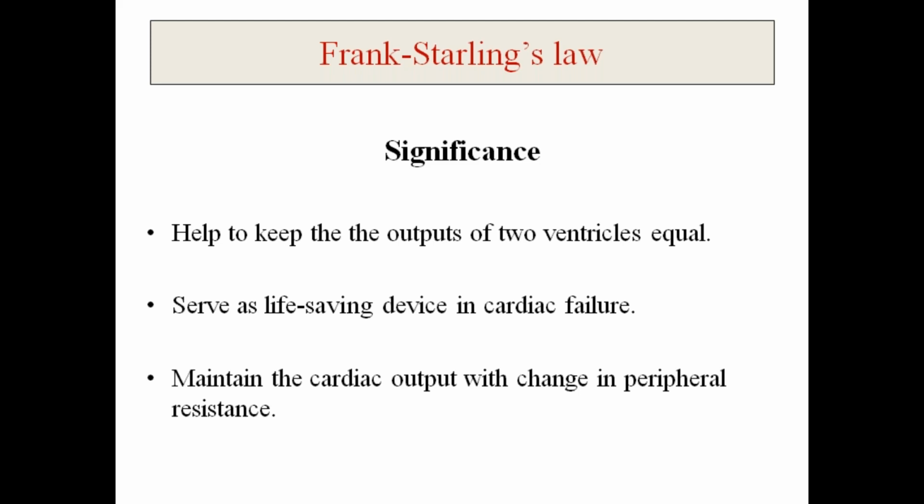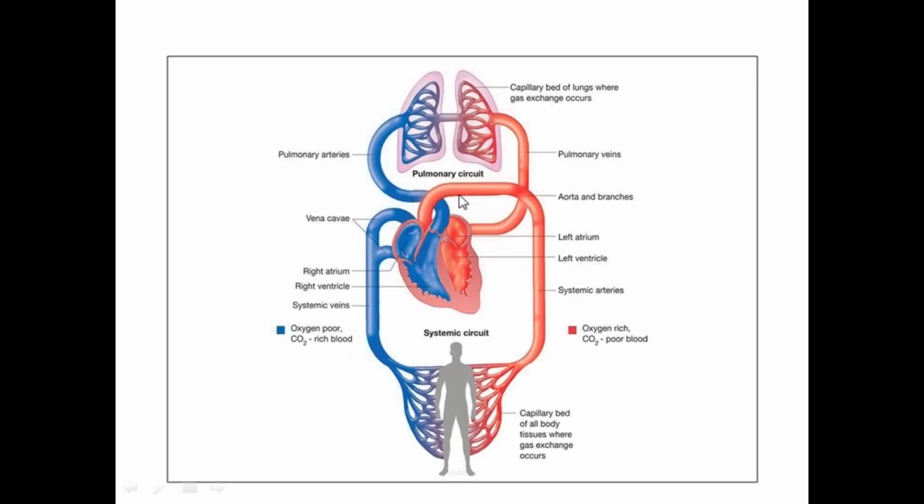Similarly, because of the Frank-Starling law, your heart adjusts your cardiac output as per the change in the peripheral resistance. Peripheral resistance is the resistance present in the blood vessels, that means at the level of the arterioles. So the heart is pumping blood.